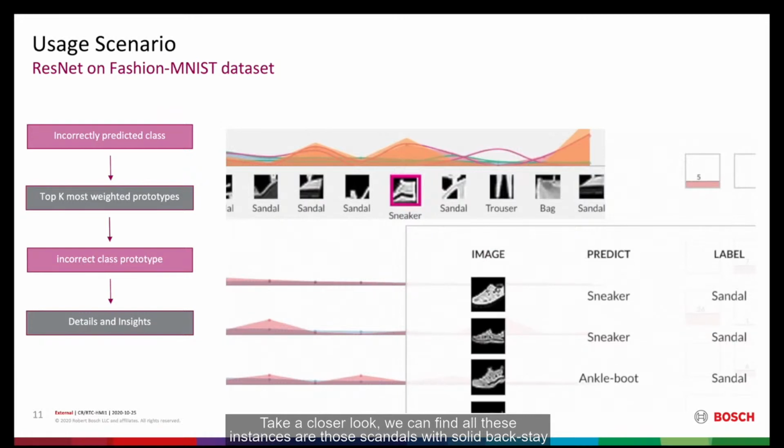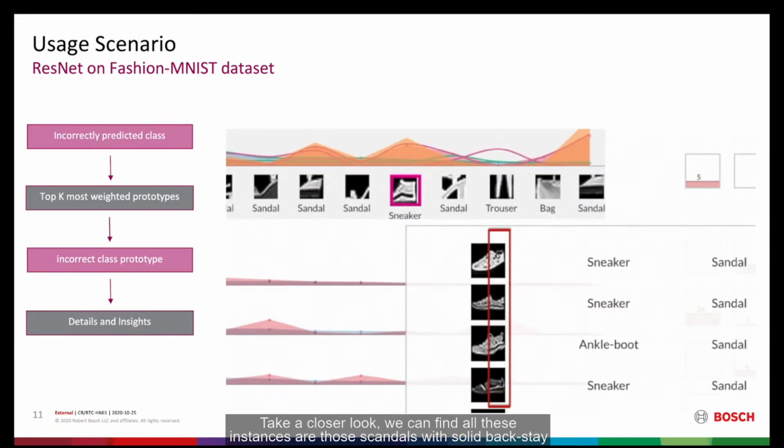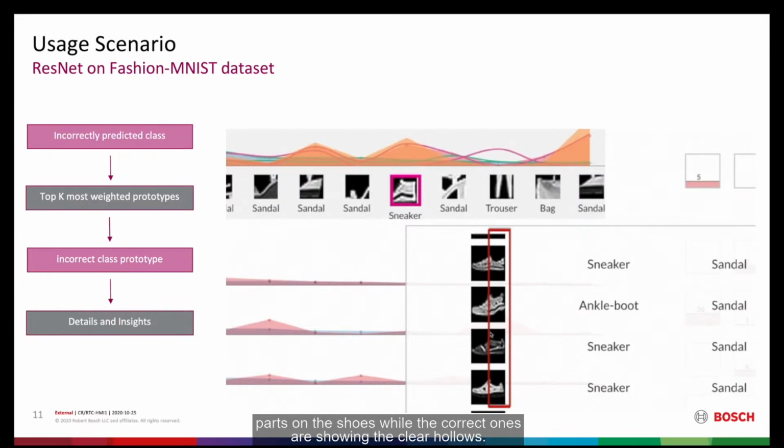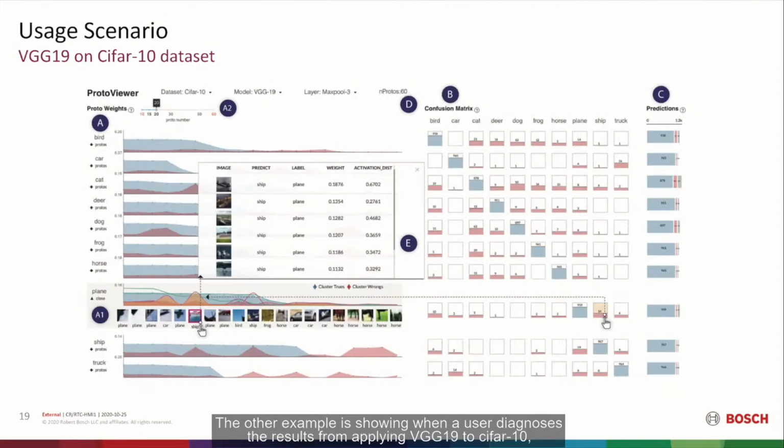We can find that all these instances are sandals with solid backstay parts on the shoes, while the correct ones show clear hollows. The other example shows a user diagnosing the results from applying VGG19 to CIFAR-10. With a similar diagnosis strategy, we can find insights like, for those plane instances which are incorrectly predicted as ships, they are often water planes.